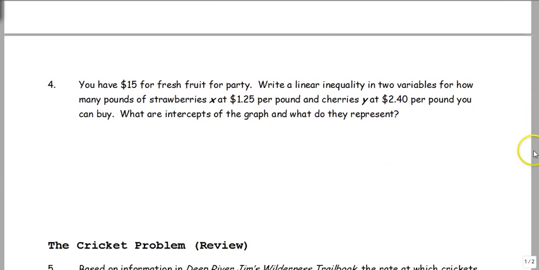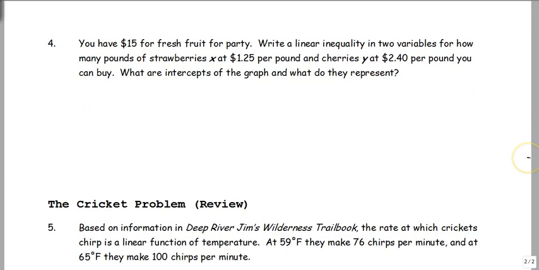All right, last problem. You have $15 for fresh fruit for a party. Write a linear inequality in two variables for how many pounds of strawberries x at $1.25 per pound and cherries y at $2.40 per pound you can buy. What are the intercepts of the graph and what do they represent?